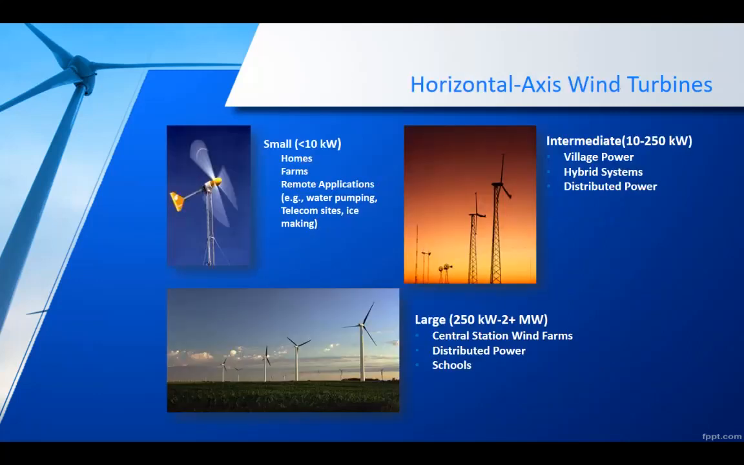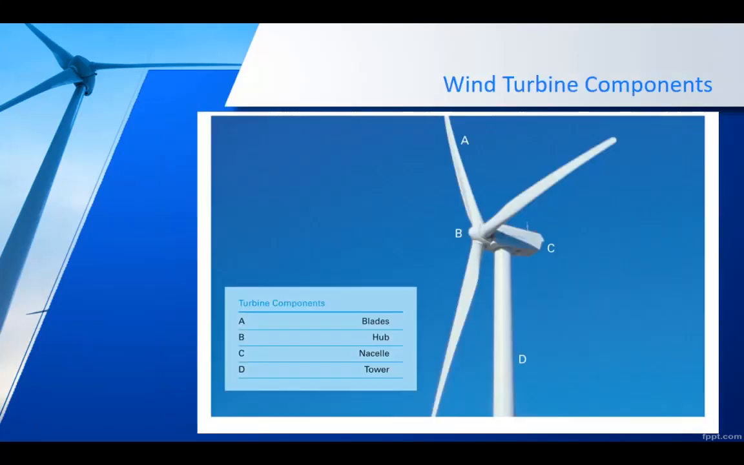With the horizontal wind turbines, there are various different scales. We have small ones which can do homes, farms, a couple of remote applications, but we also have intermediate, which are a little larger, and then the large scale wind farm turbines, which are pretty big. Now, if you're not familiar with wind turbines, there are four major components: the blades, the hub, the nacelle, and the tower. So I have a little video here that's going to go ahead and go over how this works.